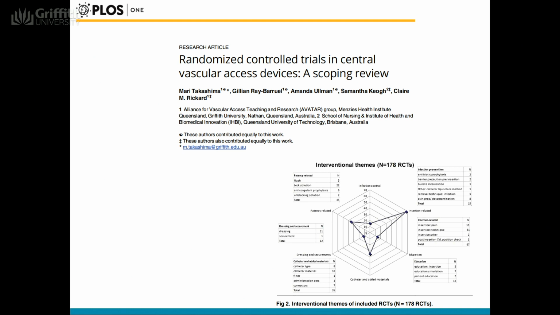Now, this scoping review was about randomised controlled trials in central vascular access devices. And we found that there was a lot of evidence on insertion-related topics, but there was very little evidence on dressing and securement. And that's very clear from looking at the spider web, whereas if I was looking at a big table of data, that might not have been so clear. So I think it's fine to be creative with your research and use a graphical representation. Is sometimes the best way to get your results across.